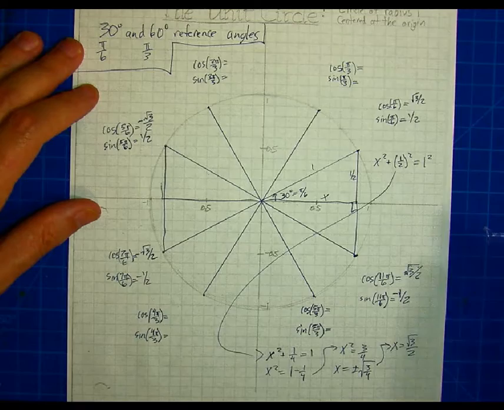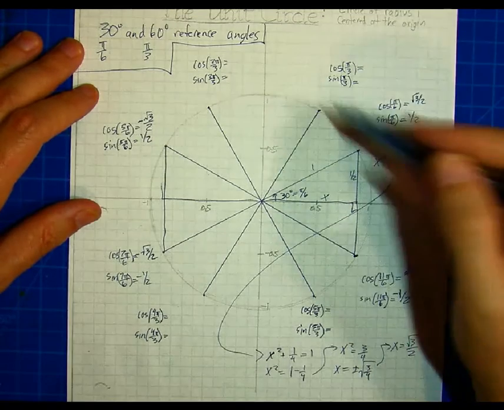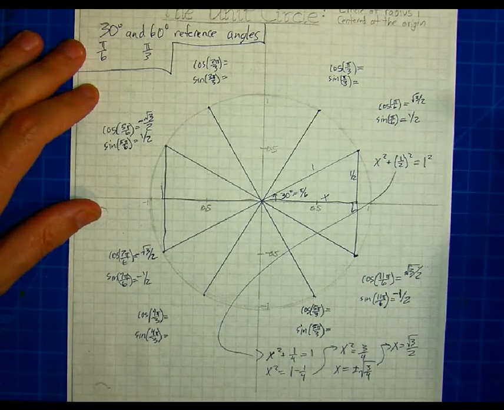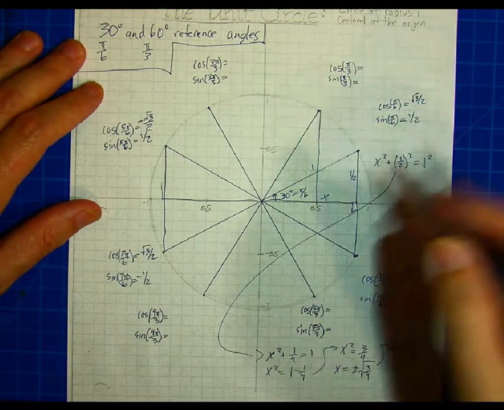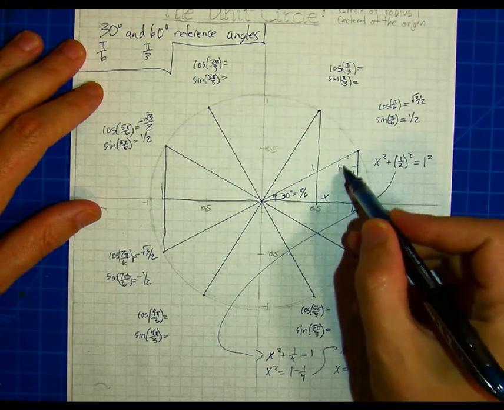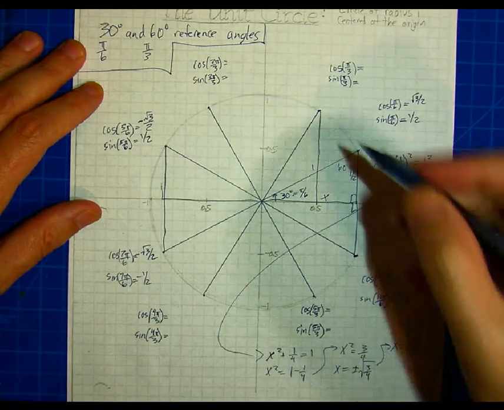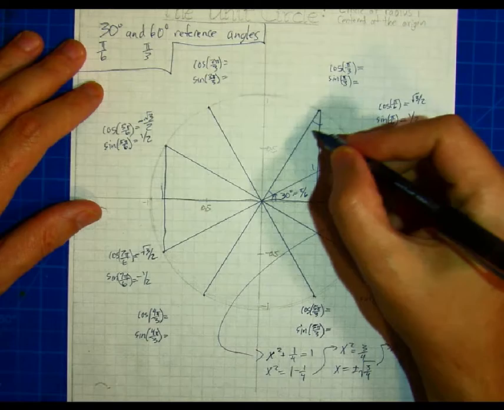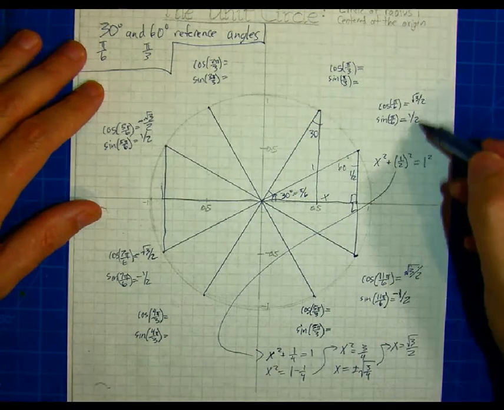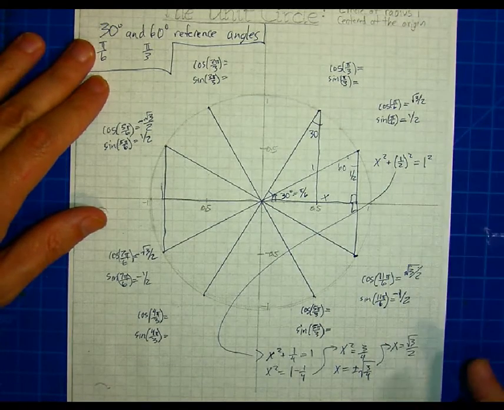Now, what about these other ones I haven't filled in, these 60 degree reference angles? For those, we just observe that we have the same triangle once again. This is a 30, 60, 90 right triangle, but so is this. This is just 60 degrees here, and then the 30 degrees has to be here. So again, we have these same numbers repeated, except now the x's and y's are going to switch.